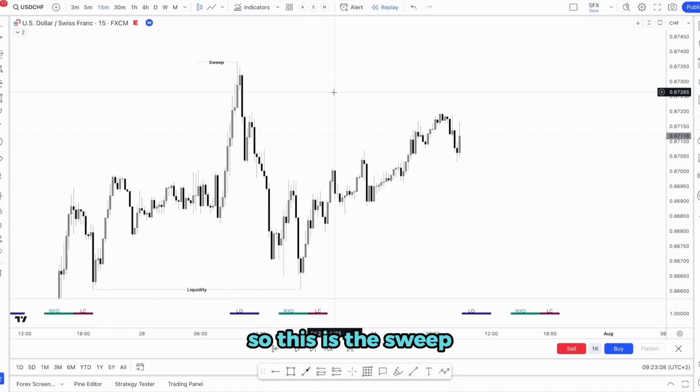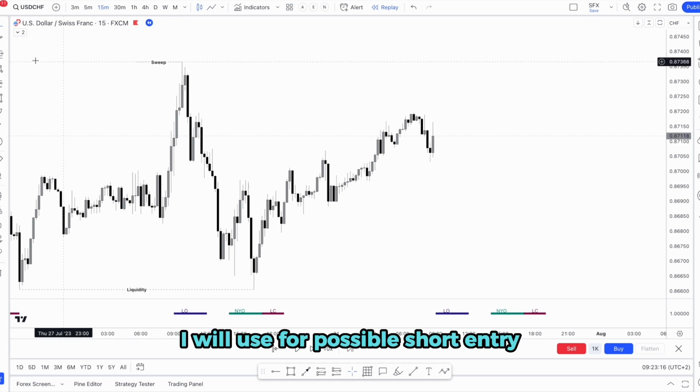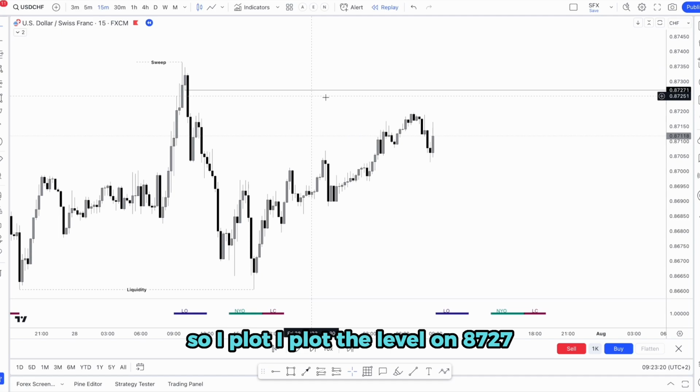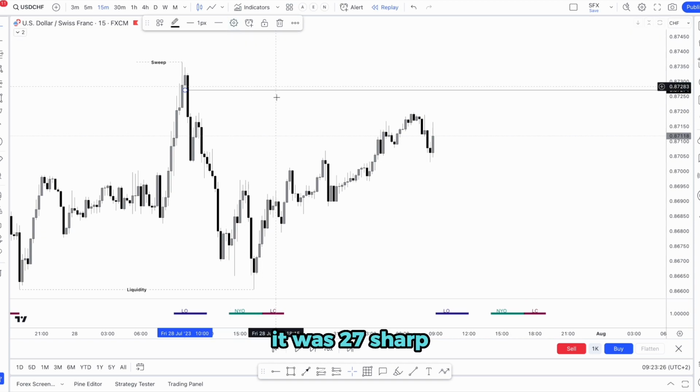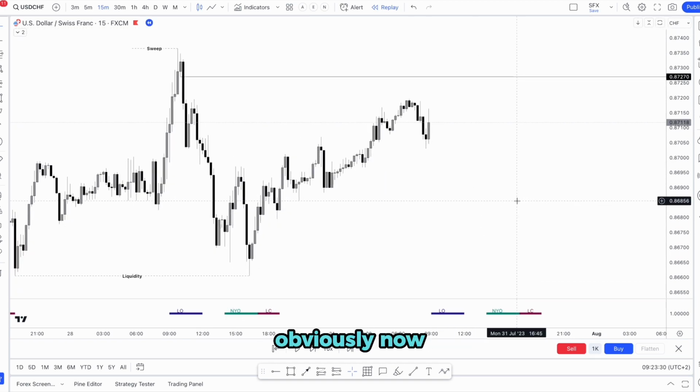So this is the sweep, and this last up candle prior to the sell-off is the order block. This is the level I will use for a possible short entry. I plotted the level on 87.27. It was 27 sharp, so let me mark it like this.